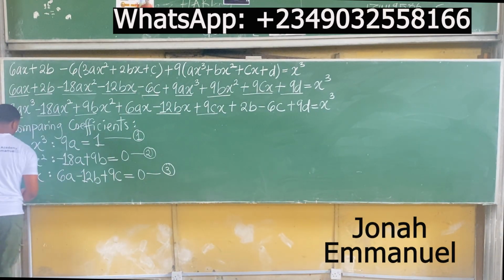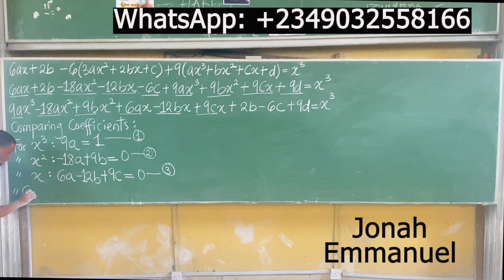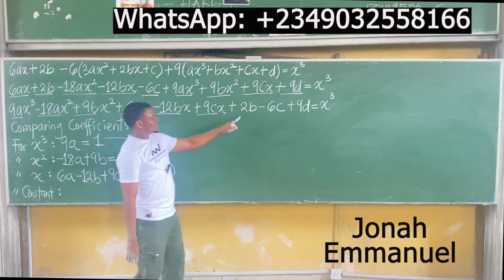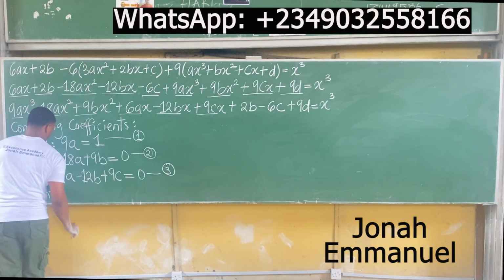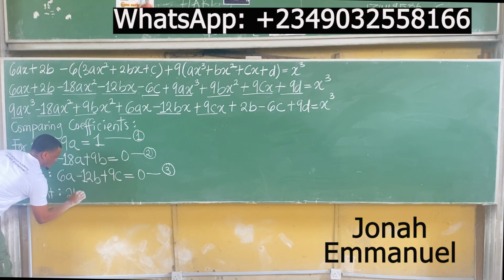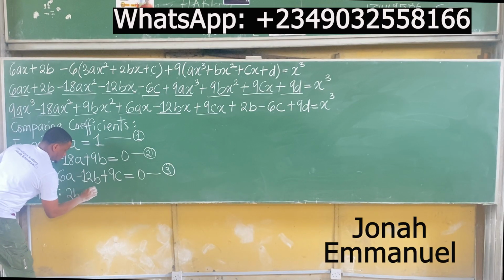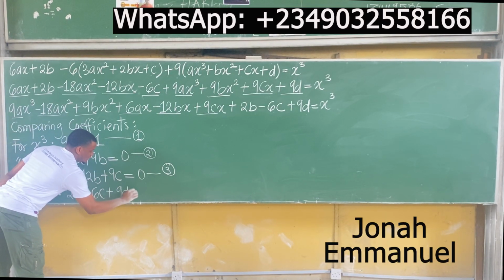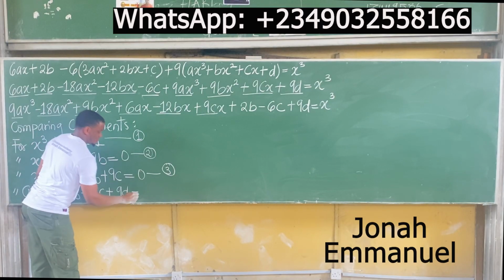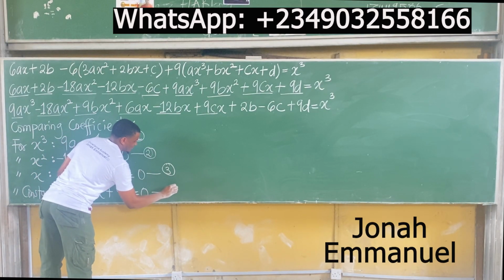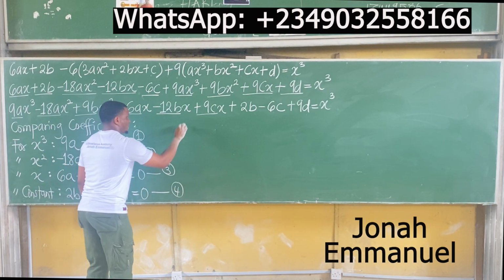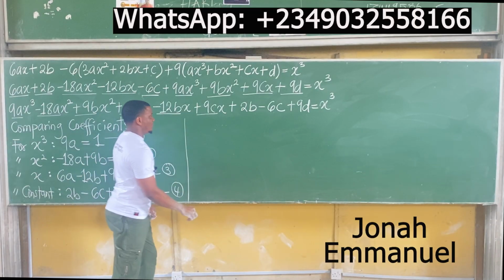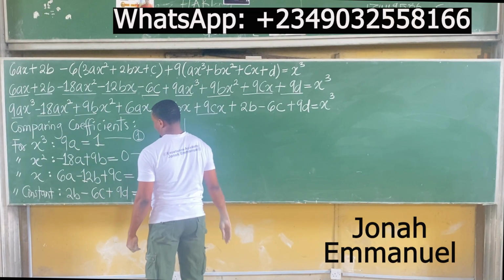Next up, for constants. For constant, what do you have? What's the constant term here? 2b minus 6c plus 9d. It's equal to 0. There's no constant term there. Call this equation 4. All right, so from here, let's get the value of a, b, c, d.